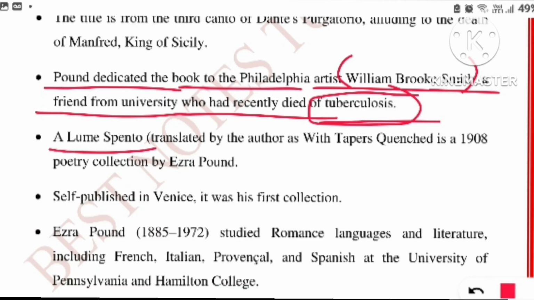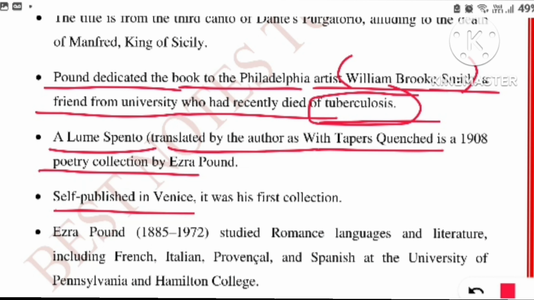A Lume Spento, translated by the author as With Tapers Quenched, is a 1908 poetry collection by Ezra Pound. I told you this in another highlighter that it was With Tapers Quenched. It was self-published in Venice. It was his first collection. So you might get a question: what is the first self-published poetic collection of Ezra Pound? The answer is A Lume Spento.